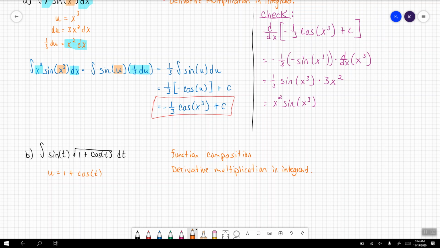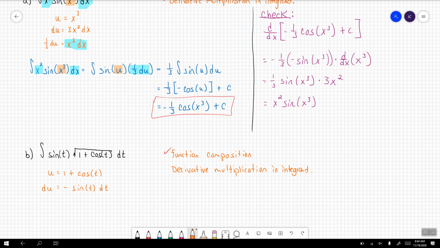I want to say, let me take this whole radicand, and I'm going to make this substitution where I'm going to have 1 plus cosine of t being equal to u. So is there a function composition? Yes. Number 2, I need to find the differential, or the derivative, for u. Sorry, u is 1 plus cosine t. The derivative is negative sine of t dt.